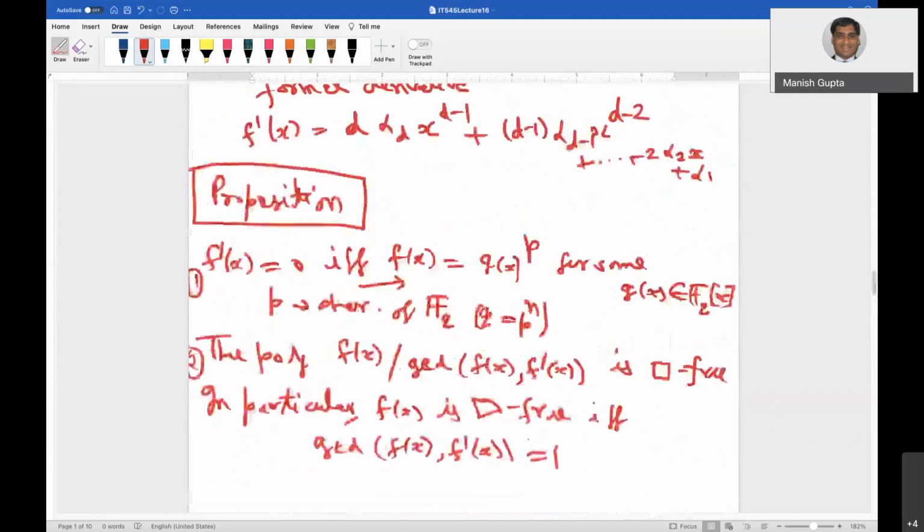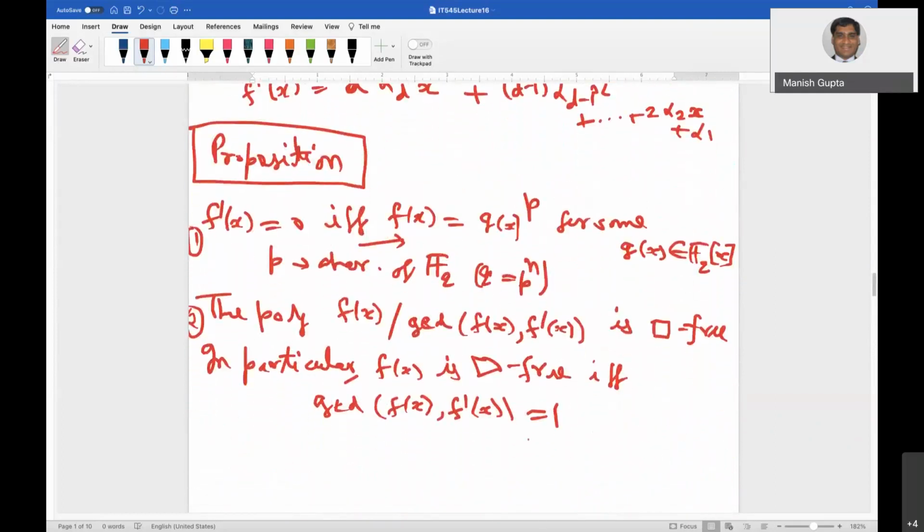The result is this proposition. The derivative is 0 if and only if f(x) can be written as g(x) raised to power p for some polynomial g(x) in Fq[x], where p is the characteristic of Fq. The polynomial f(x) divided by gcd of f(x) and f'(x) is square free. In particular, f(x) is square free if and only if gcd of f(x) and f'(x) is 1. So we will recursively use this technique to compute.